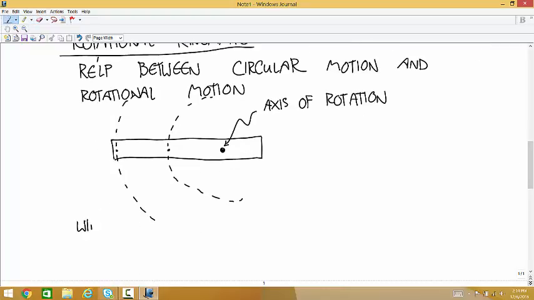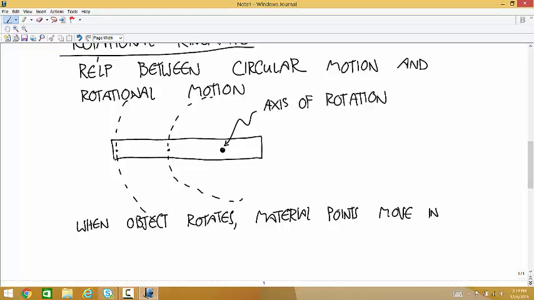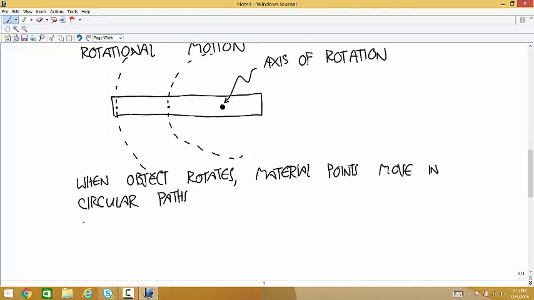So when an object changes its orientation, or when an object rotates, material points move in circular paths and the center of those circular paths is the axis of rotation.